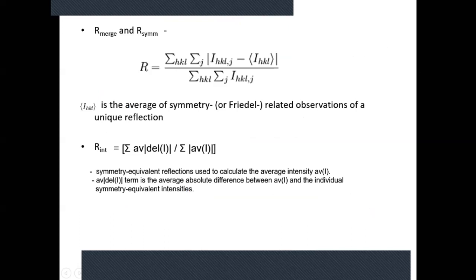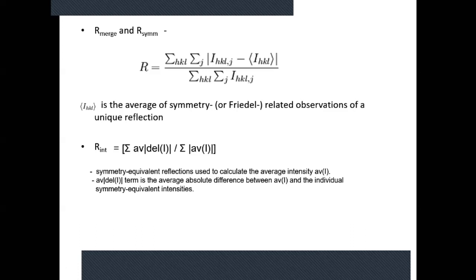And just to give you some equations of how they calculate this R value. For RMerge and RSIM, it's the sum over the HKL indices of the difference between the intensity of the individual reflection divided by the average of the symmetry related observations. From this, they get a value of RMerge or RSIM. The lower this value is, the better they agree.